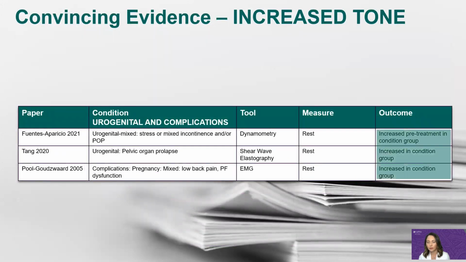Continuing with increased tone outcomes, two studied urogenital conditions. One looked at incontinence and or prolapse using dynamometry, and the other studied prolapse using shear wave elastography. The final convincing measure was for pregnancy-related complications that included mixed conditions and used EMG. Again, the most convincing outcome measure is taken at rest.